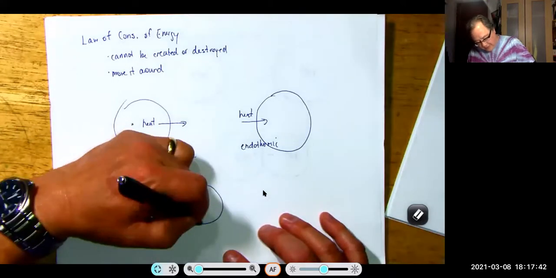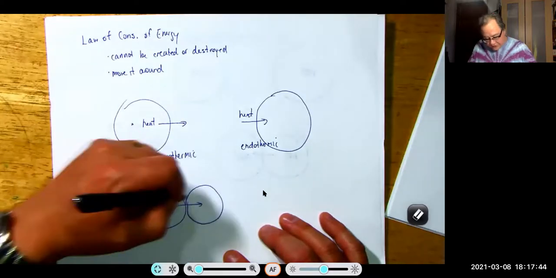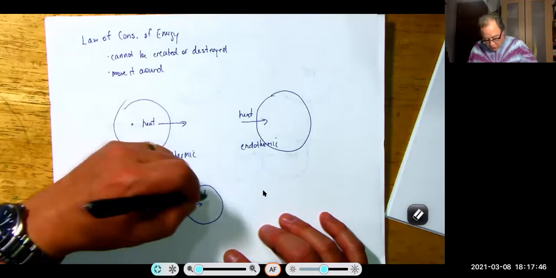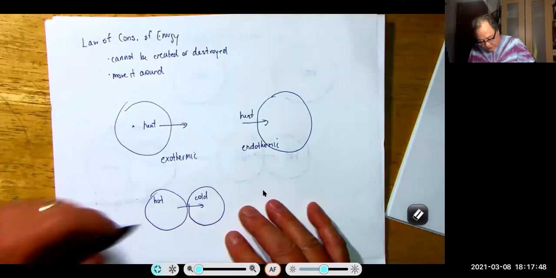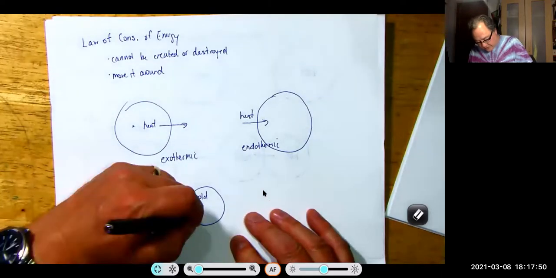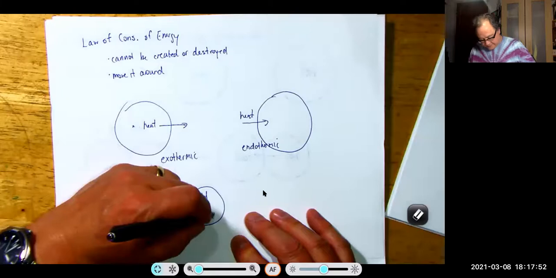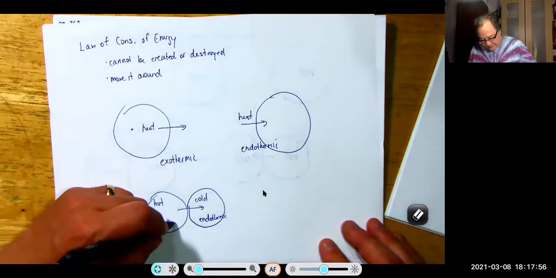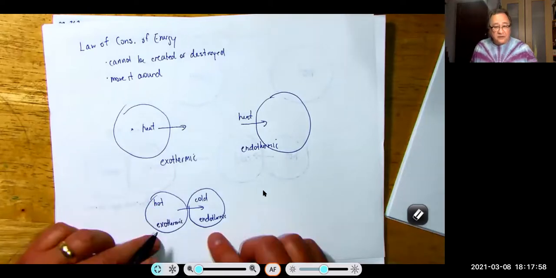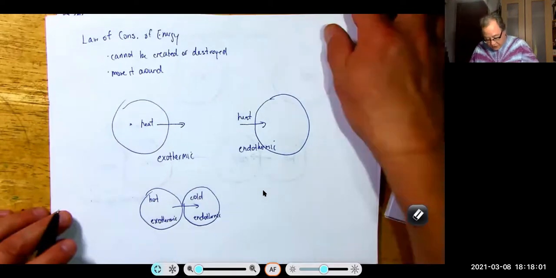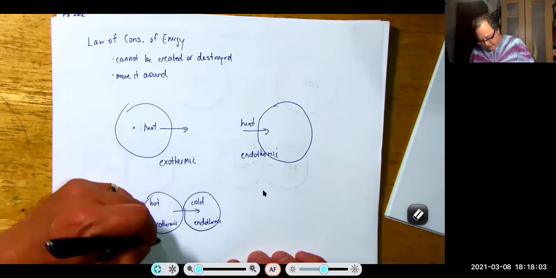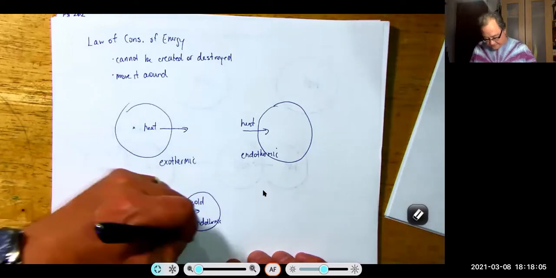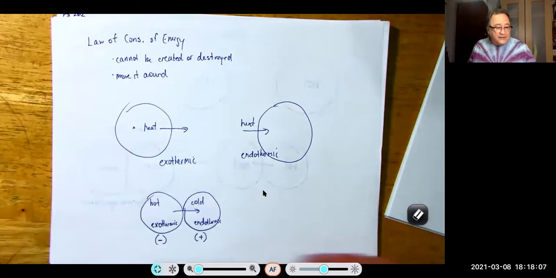So here's your hot, here's your cold, and energy flows from the hot to the cold. We would call this exothermic, and we would call this endothermic. Now, we also give these a sign. The sign for exothermic is negative. The sign for endothermic is positive. And you want to memorize that.